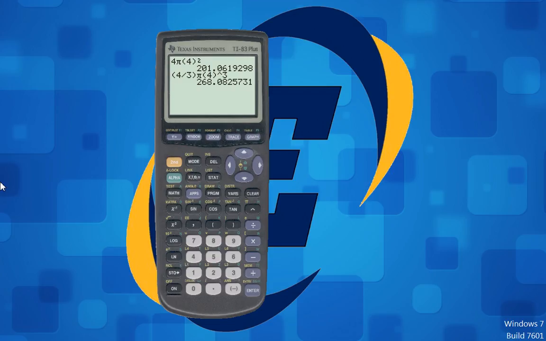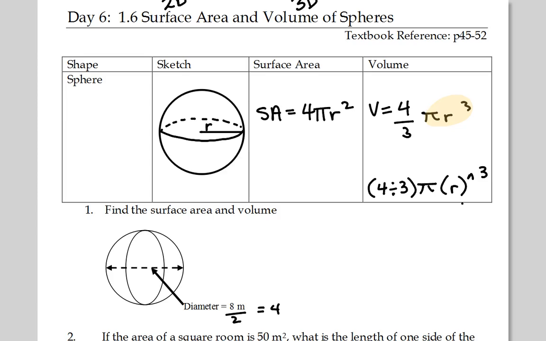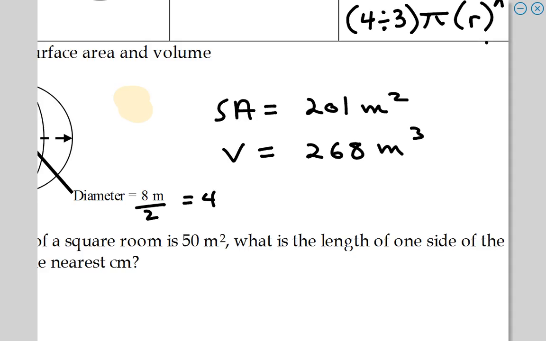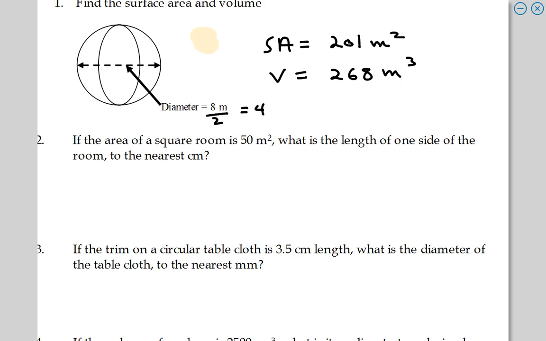Let's go back. So just make sure you got the right units. 201 and what was it, 268. Remember, you need meter square for surface area and you need meter cube for volume. If you omit those units in the written response, I'll have to dock a half a mark. So don't do that. Okay, it's an easy way not to lose marks. Just be organized, get those units in there, and now we can start some problems.